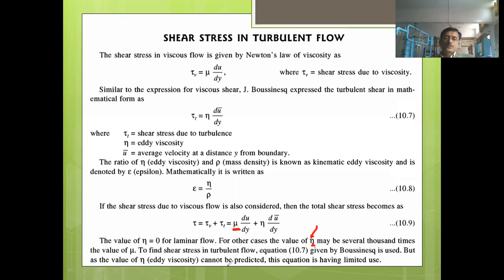To find shear stress in turbulent flow, equation 10.7 is given by Boussinesq, but as the value of eddy viscosity cannot be predicted, it is very difficult to predict the value of eddy viscosity, this equation has limited use. The uses of the equation are very limited. Which equation? Boussinesq's equation, to find this shear stress due to the turbulence.